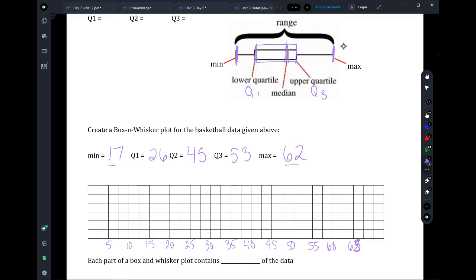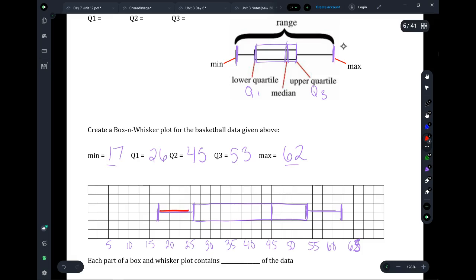So let's make our little toothpick marks. So we have a 17, we have a 26, we have a 45, we have a 53, and then we have a 62. The middle 3 are what I'm going to connect to make the box, and then just draw a connector for our whiskers, so to say. Now, since I'm sort of creating these separate segments, I'm going to use a different color here. Let me use red.